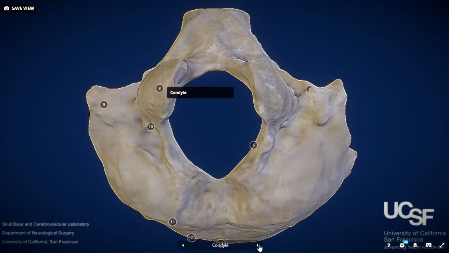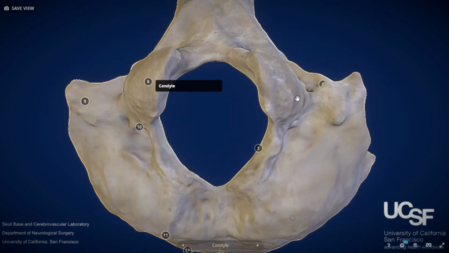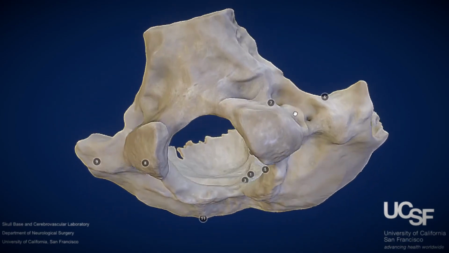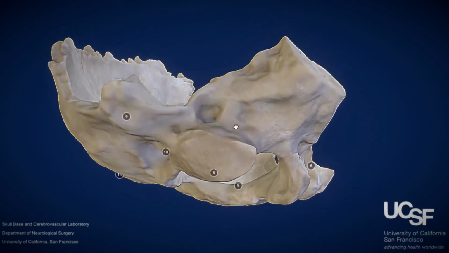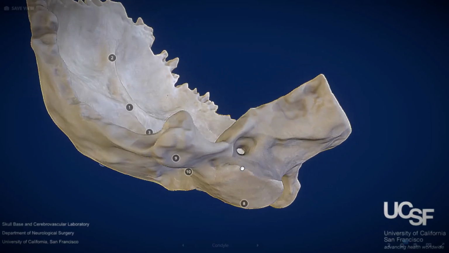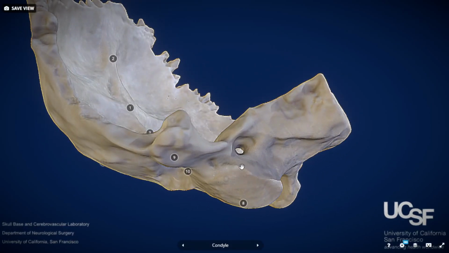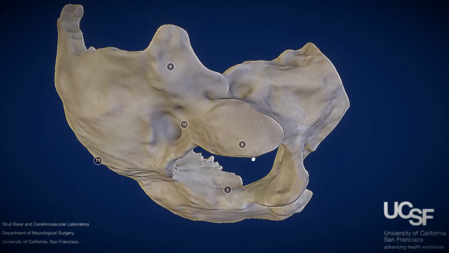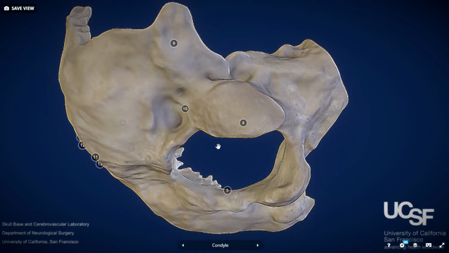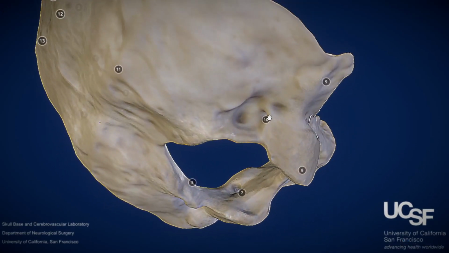So the condyles are going to be part of the occipital-atlantal joint, and the condyles are ovoid structures that are going to be running from posterior and lateral to anterior and medial. And as I mentioned previously, there's going to be an anterior foramen, which is the hypoglossal foramen, and it usually lies between the junction of the first and second third of the condyle.